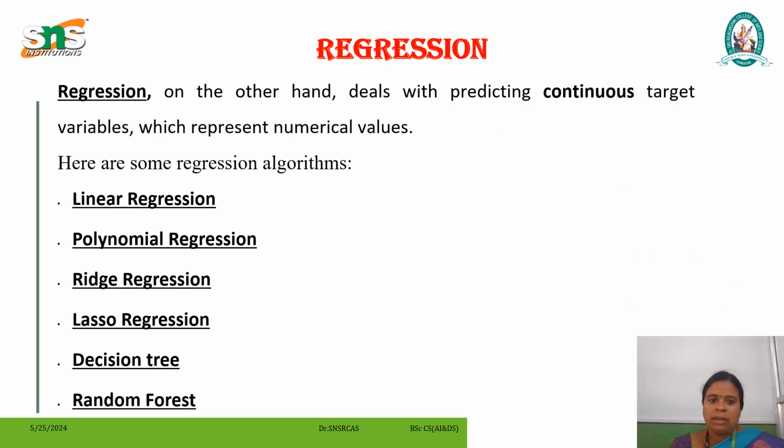Next one, regression. Regression, on the other hand, deals with predicting a continuous target variable, which represents numerical values. For example, predicting the price of a house based on its size, location, amenities, and forecasting the sales of a product. Regression algorithms learn to map the input features to continuous numerical values. Here are some regression algorithms. First one is linear regression, polynomial regression, ridge regression, lasso regression, decision tree, random forest.